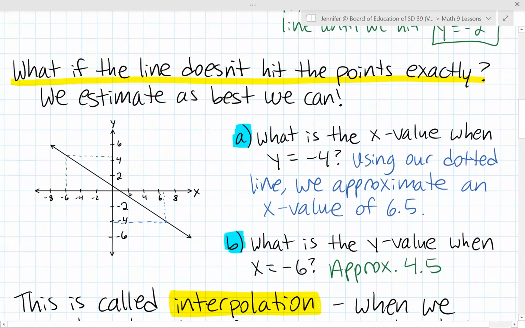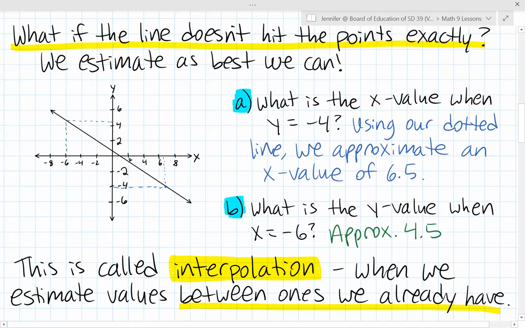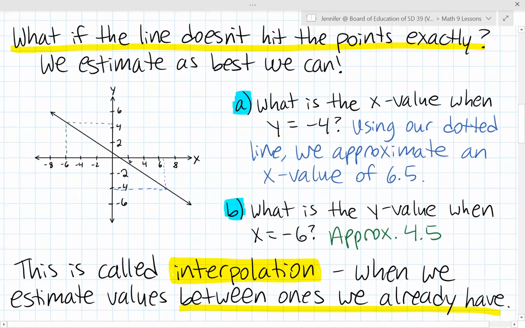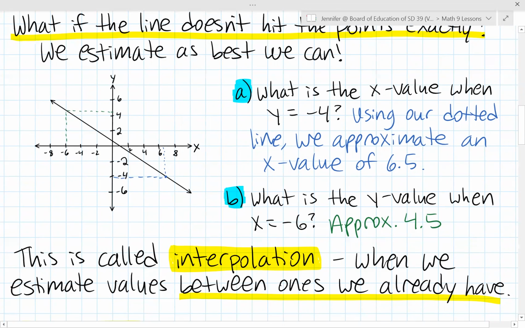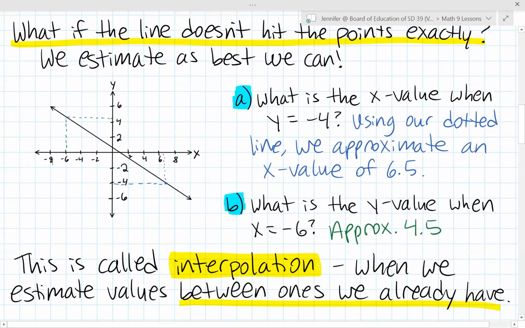This method has a name, it's called interpolation. And this is when we estimate values between ones that we already have. So we don't have these exact points drawn out already, but they exist somewhere on the graph, and we are doing the best we can to estimate what those values are. We're not given them in advance, but we're using what we're given in the graph to estimate those values. It's called interpolation because it's in the information we already have.